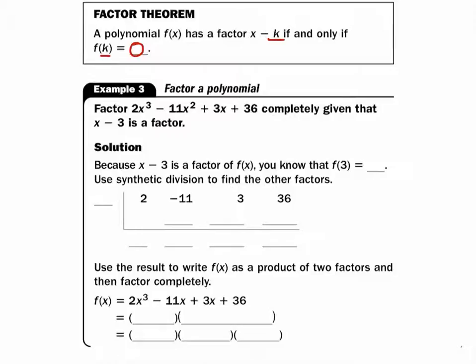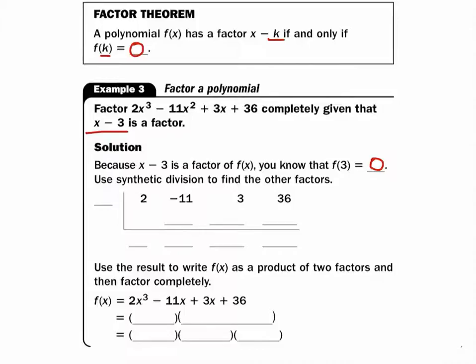Here's what we're going to do. We're going to try to know something in example 3. We are told that x minus 3 is a factor. The gods have smiled upon us. They have told us this information. We will also verify it as we work through the problem. Because x minus 3 is a factor of f of x, we know that f of 3 equals 0. We are going to now use synthetic division to find the other factors.